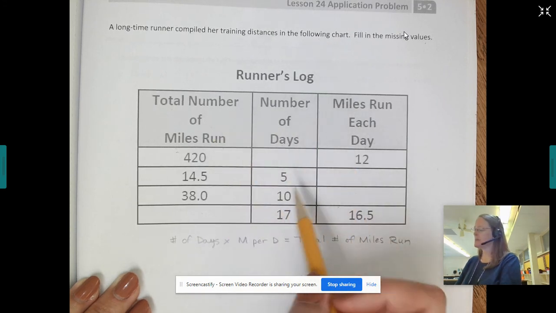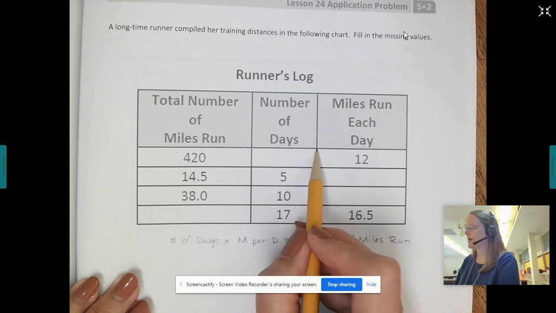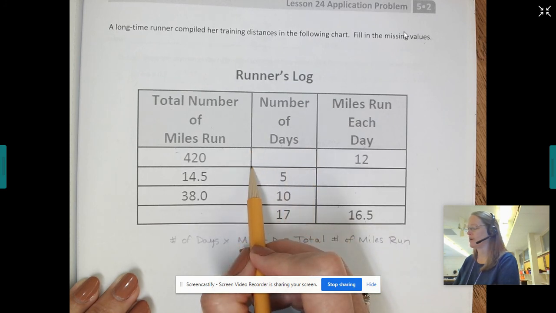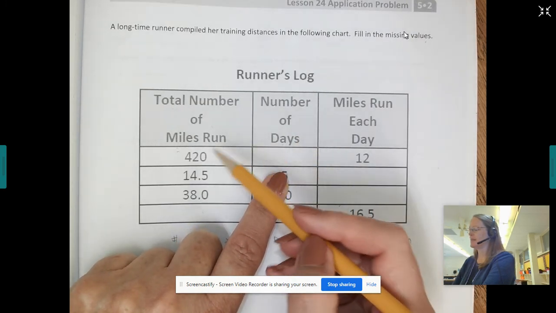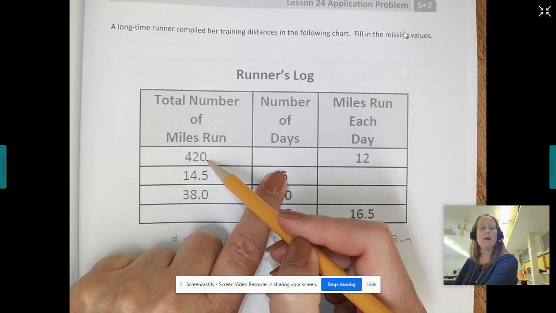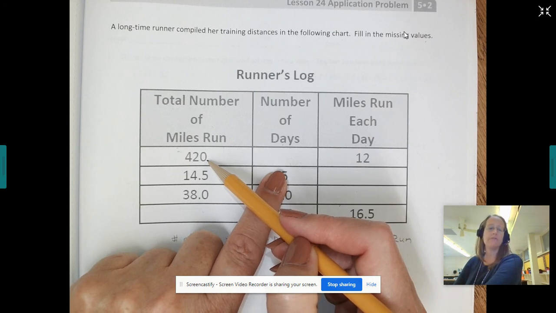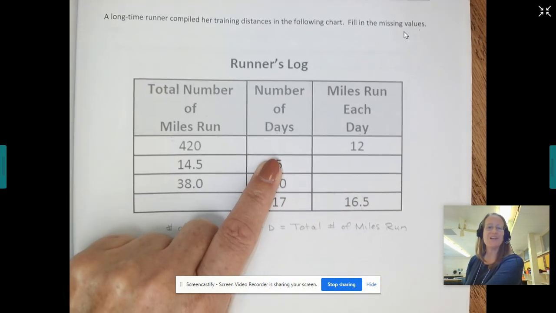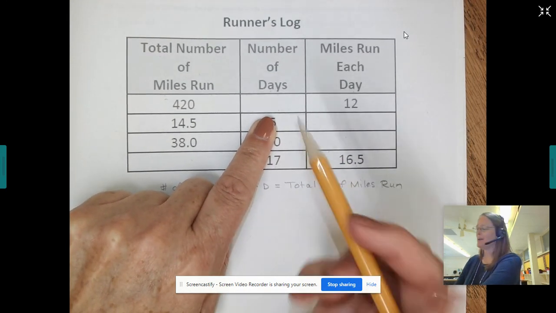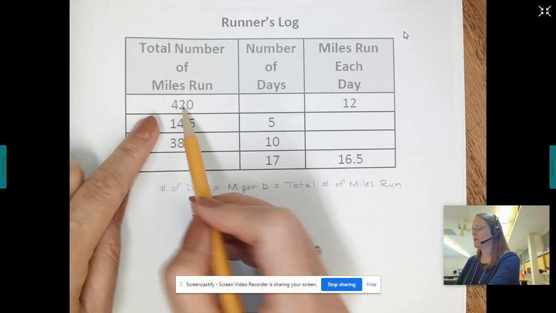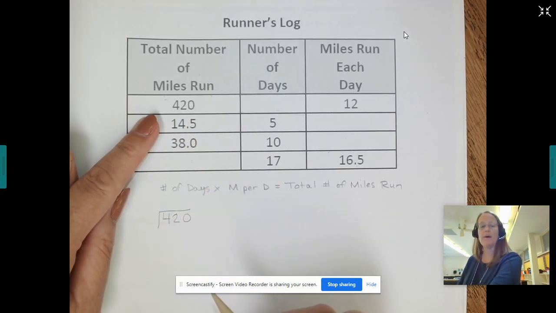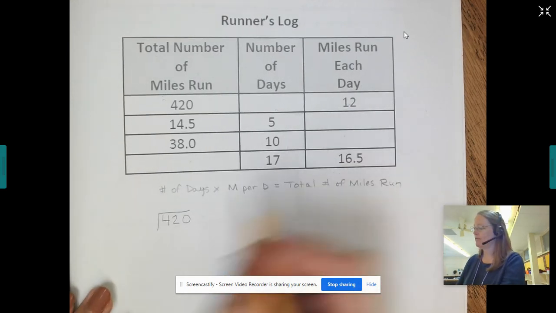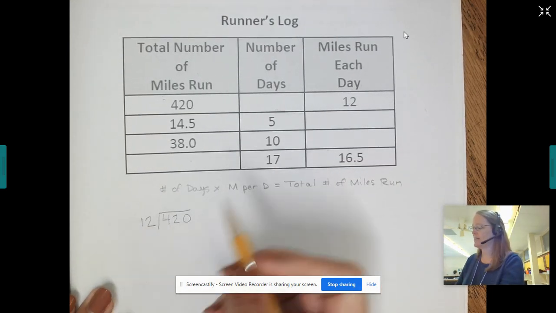Okay, so let's think about how I would find the missing number for number of days. If I know that this times this equals this, what operation is the opposite of multiplication? It's division. That's right. So I am going to divide the total number of miles run, 420, divided by 12 to find out the number of days.